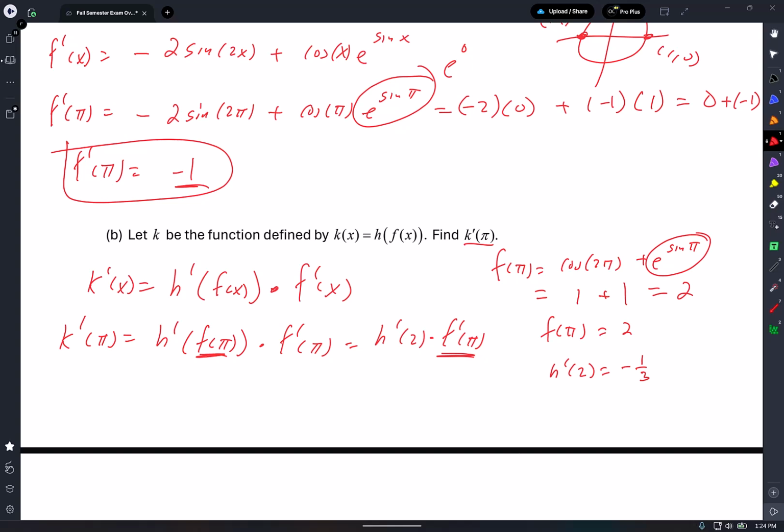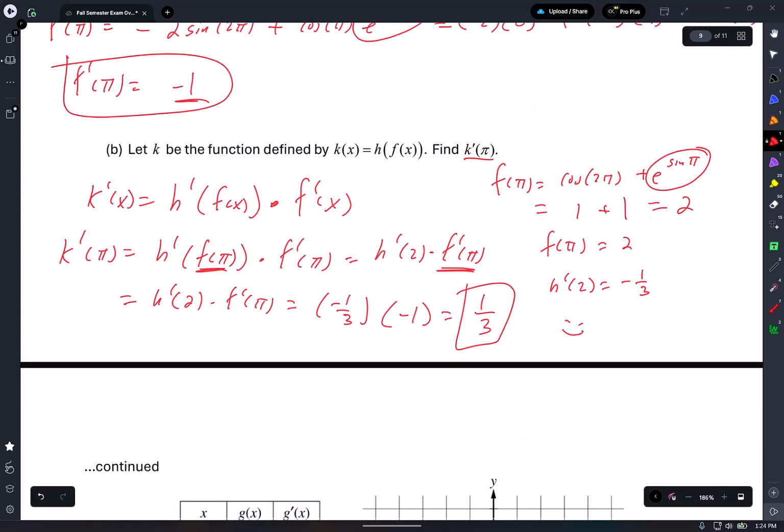And now I'm ready. So here we go. I'm going to write h prime of 2 times f prime of pi equals, and h prime of 2 is a negative 1/3. And then f prime of pi is a negative 1. So 1/3.